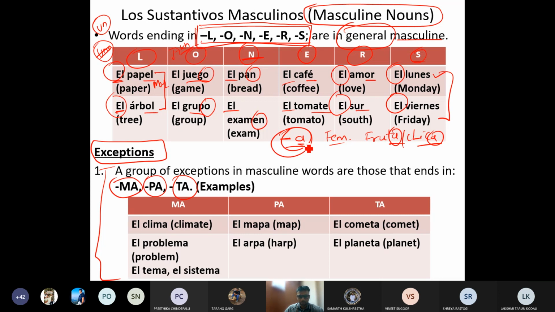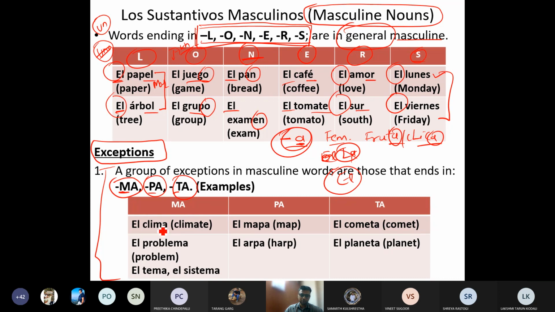So you don't need to only see this A ending, but also what is the letter before the letter A. If it is MA, PA or TA, chances are that it will be a masculine noun. That is why it is an exception. It will not be la which you will be using here. It will be el which you will be using here.